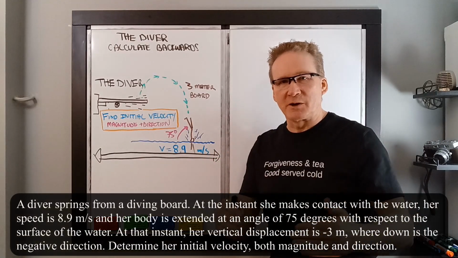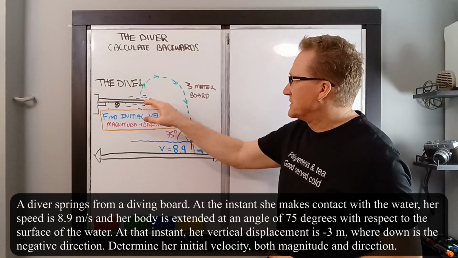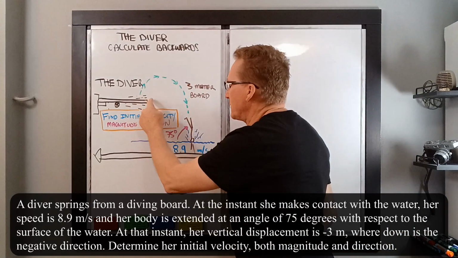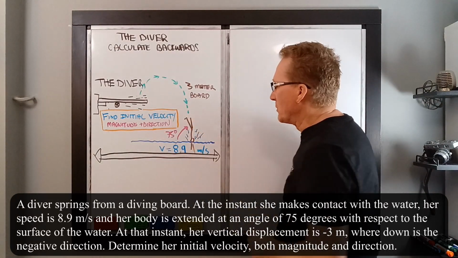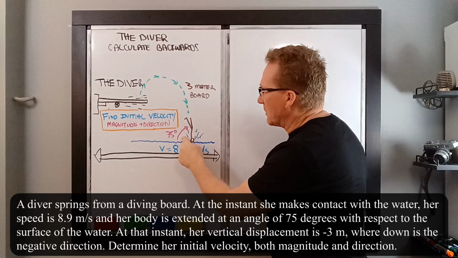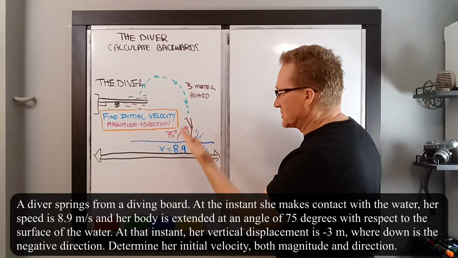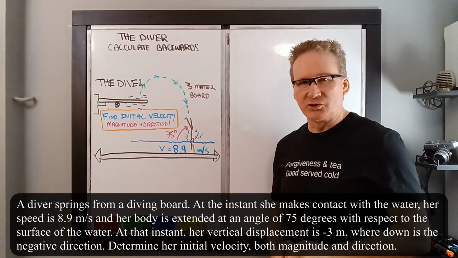I've written out the problem there for you. Let me just read it off to you. Here we have a diver, and she's diving off a diving board and hits the water, which is 3 meters below the diving board. So this is a 3-meter board, and she hits the water at 75 degrees to the horizontal, which is just about straight up and down, and at a velocity of 8.9 meters per second.